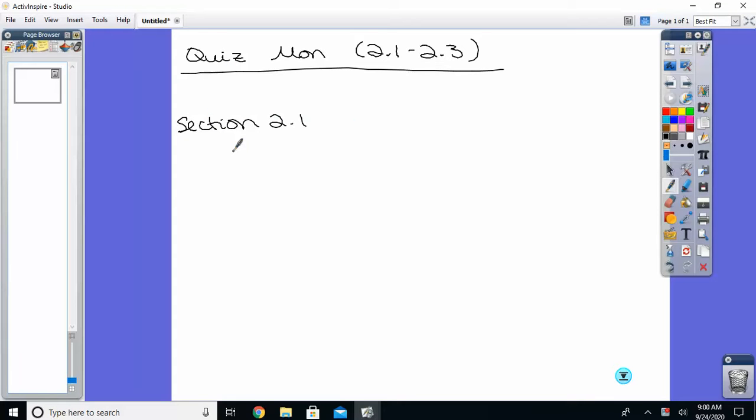Section 2.1, average velocity. Is the same thing as what? The slope of a secant line. So when I find average velocity, all you're finding is slope.